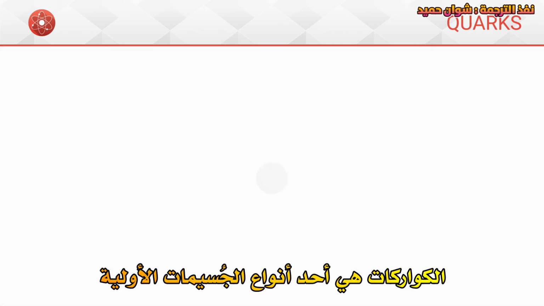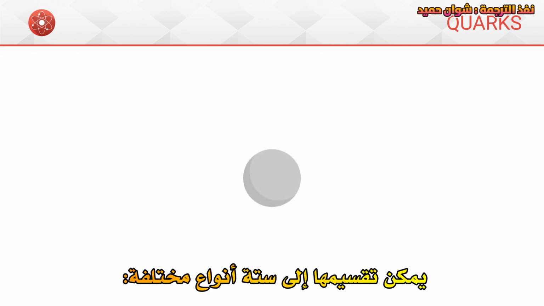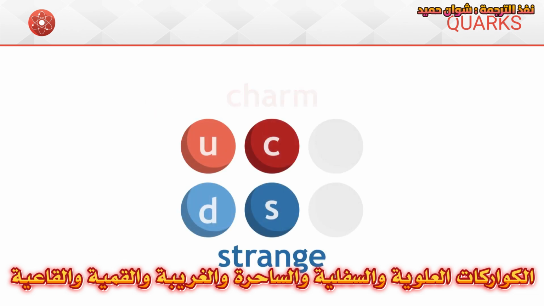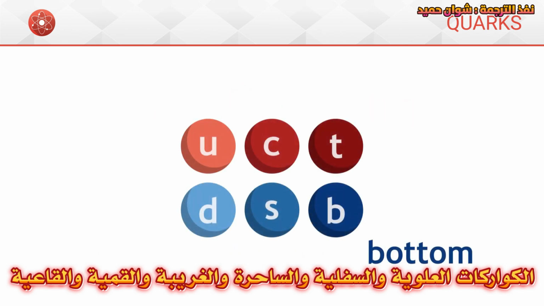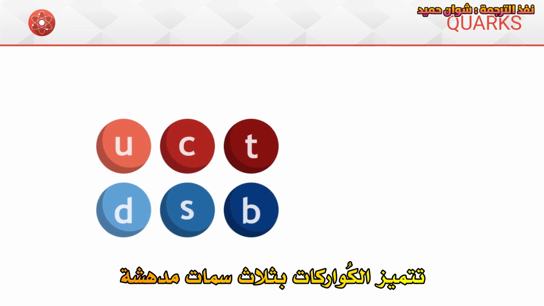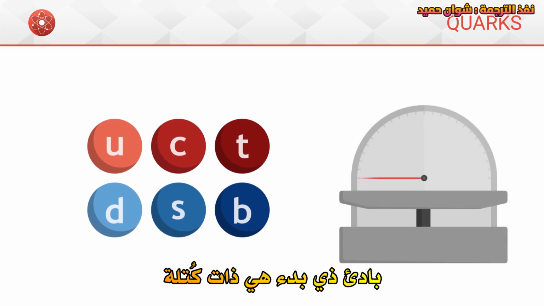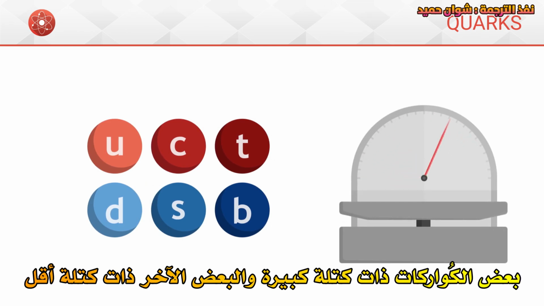Quarks are one type of elementary particles. They can be subdivided into 6 different types: the up, down, charm, strange, top, and bottom quarks. Quarks have 3 particularly interesting characteristics. First of all, their mass. Some quarks are heavy and others are lighter.